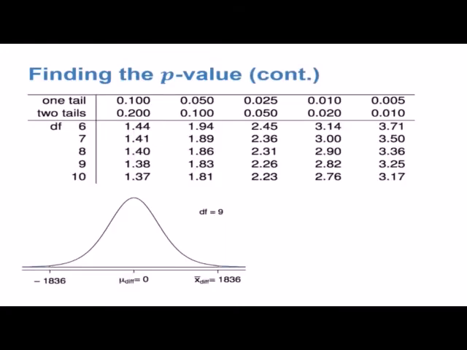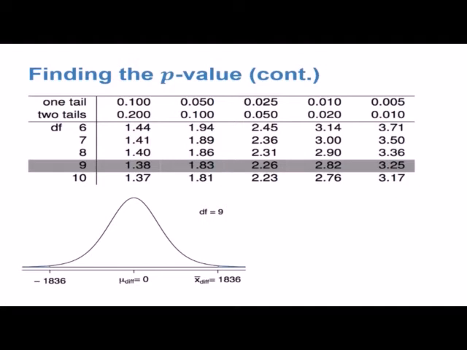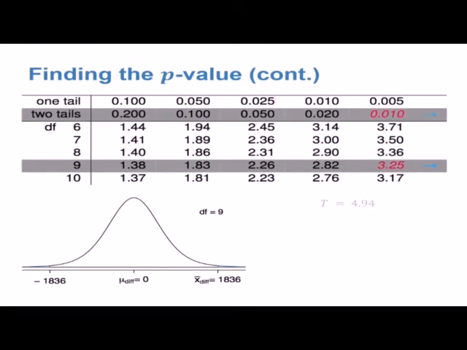So in our example, we had 9 degrees of freedom. So we want to focus on the row with 9 degrees of freedom. Our test statistic was 4.94. And as you notice, as we read from left to right, the values get larger. Because we have a two-tailed test, we want to focus on the two-tail numbers.